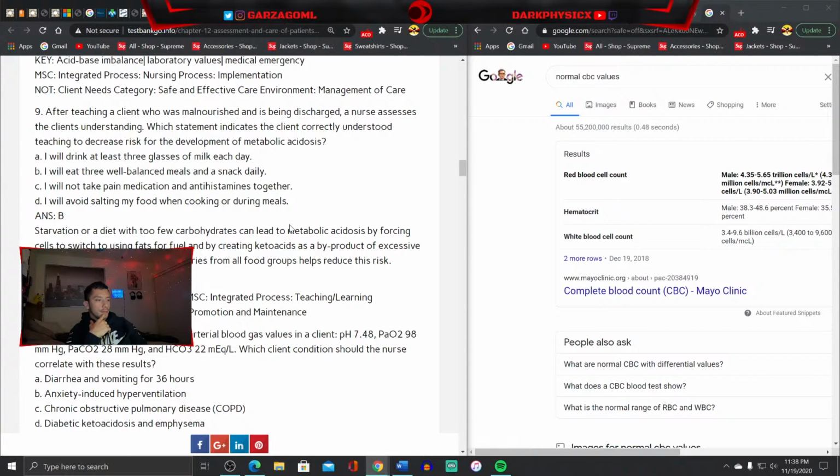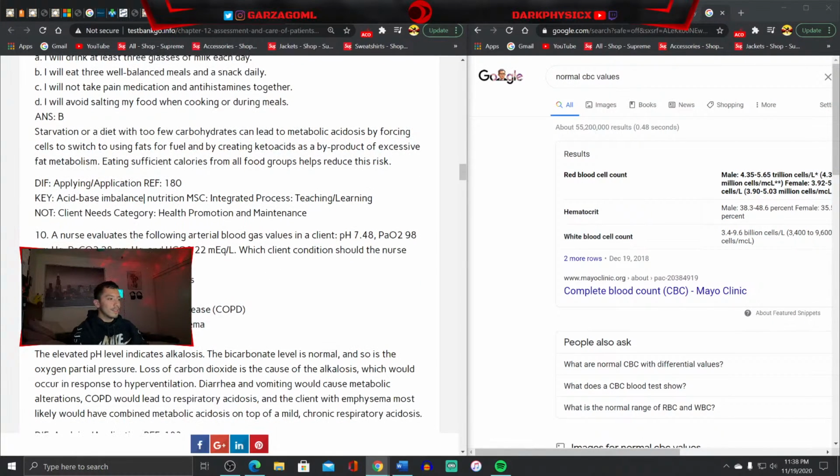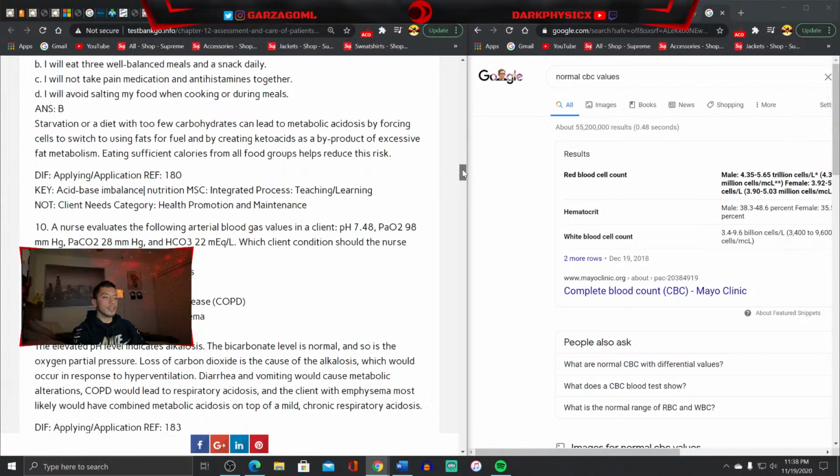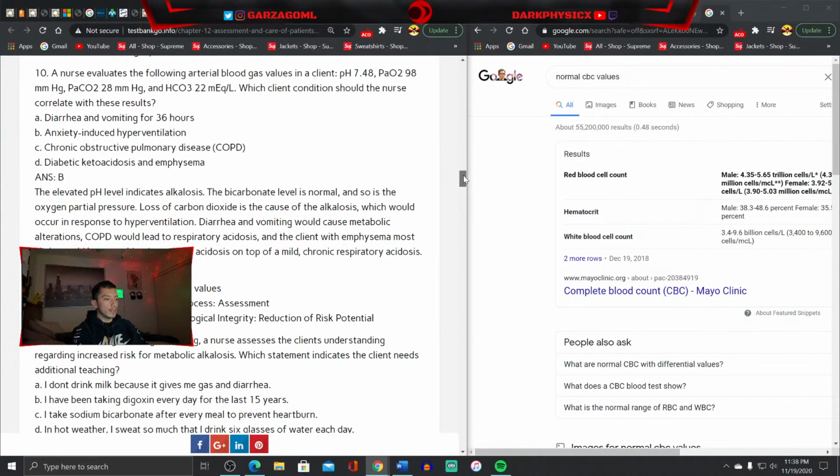So, anxiety-induced hyperventilation. Yes, that's B. COPD would bring the pH down, and DKA and emphysema would bring the pH down. So yeah, B. Final answer. Elevated pH indicates alkalosis. Bicarb is normal. Loss of carbon dioxide is the cause of alkalosis, and it occurs in hyperventilation. We got this.